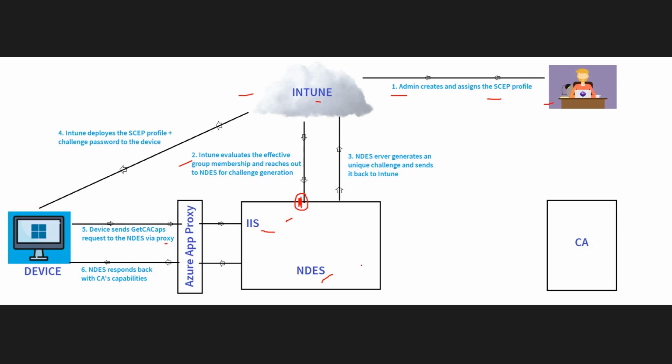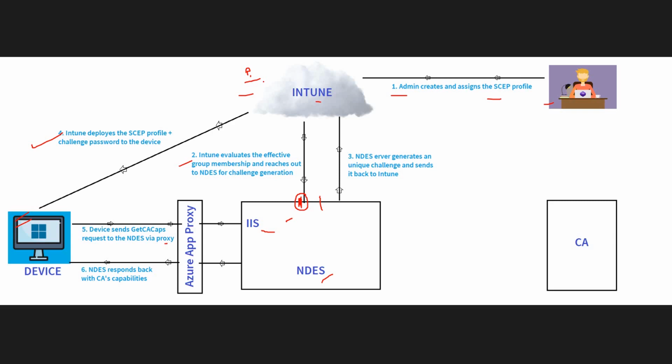Now the Intune service has got the challenge password for a specific user or for a specific device generated by the NDES server. Now the Intune service is going to deploy a SCEP profile to the user or to the device. Now this SCEP profile was already created by the Intune admin in the portal and it was deployed to the end user. So this SCEP profile, let's call that P1, is now going to be deployed to the end device. What does this profile P1 contain? Now this P1 profile contains everything that was configured in the SCEP profile when the admin created it.